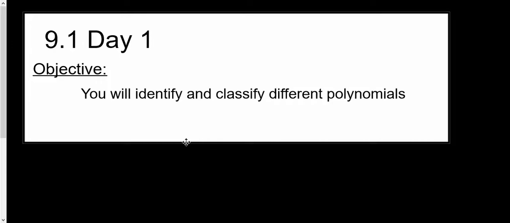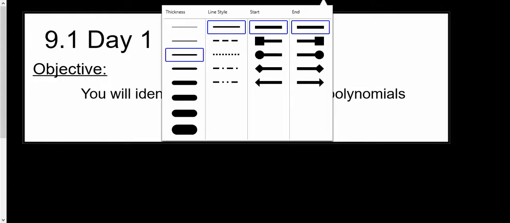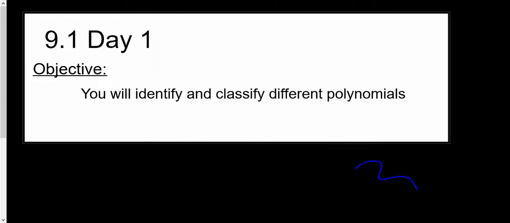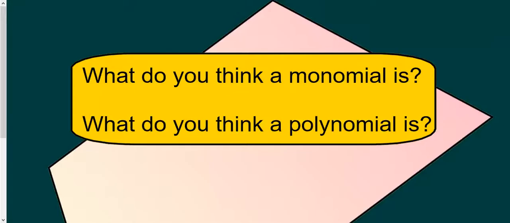The title of the section is adding and subtracting polynomials, but we're just going to work on classifying polynomials, figuring out what is and is not a polynomial, just because this section is kind of the basis of our whole chapter. So we want to make sure we know what we're working with.